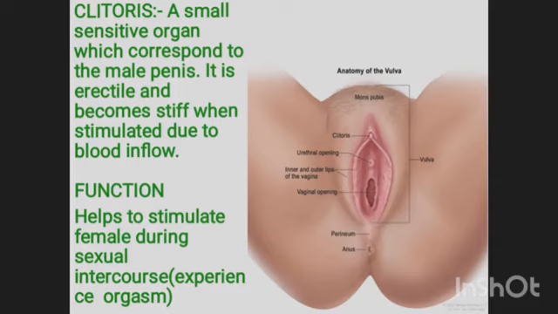It also becomes stiff when it is filled with what? With blood. All right. Now, what is the function of the clitoris? It helps to stimulate the female during sexual intercourse. It gives the female the sweet, pleasant feeling during sexual intercourse, and they experience what we call orgasm.